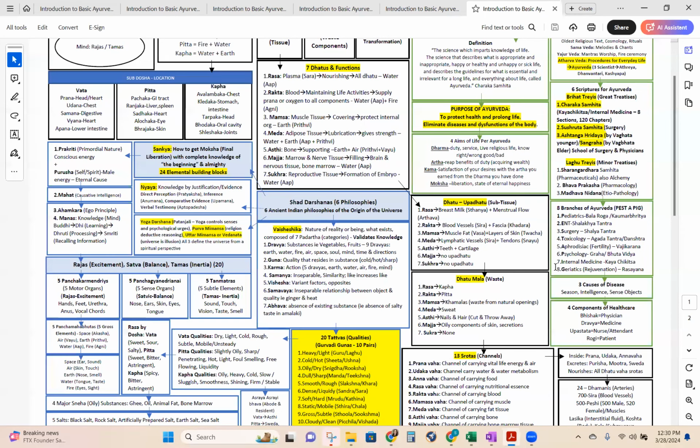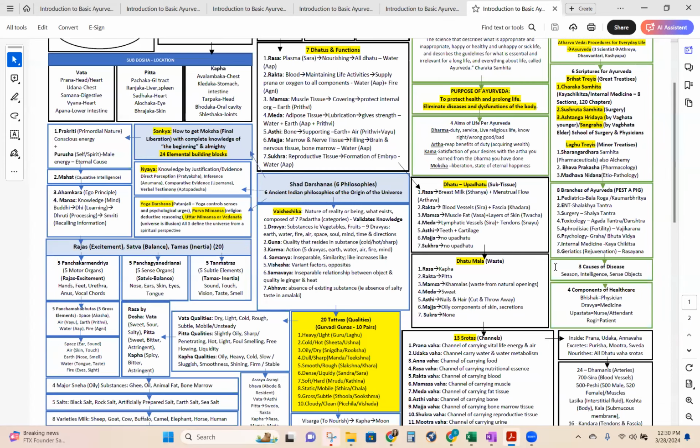And so the 3 causes of disease can be seasons, intelligence, doing things that are knowingly wrong, right? And then the sense objects, maybe there are some things going on with your sense organs. And then the 4 components of healthcare. So this is really important to know, because sometimes they do check your Sanskrit vocabulary on the NAMA exam. And so knowing these terms is really important. Okay, Vaidya means physician, Dravya means medicine, Upasthata means nurse or attendant, and rogi means patient.